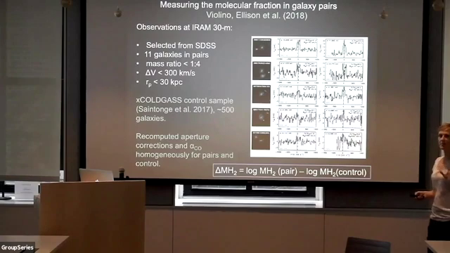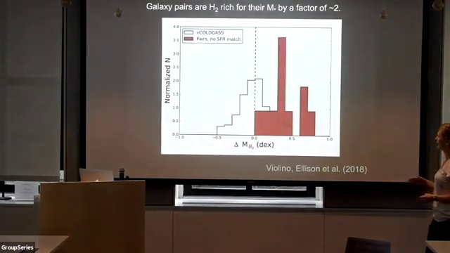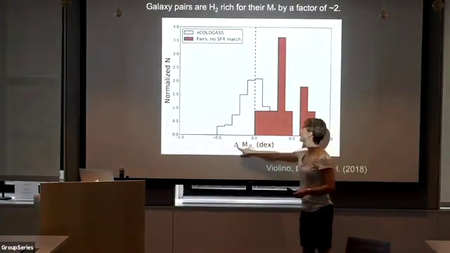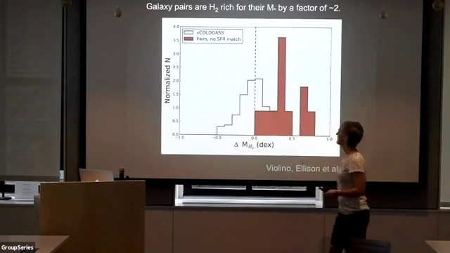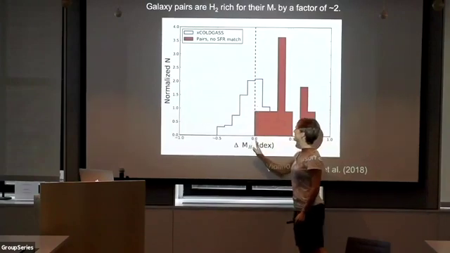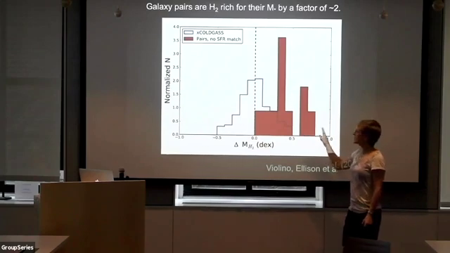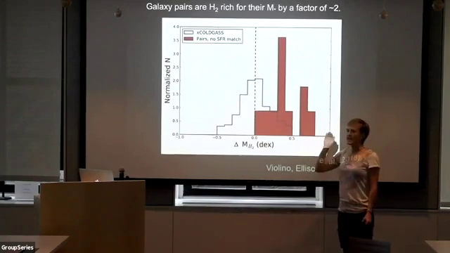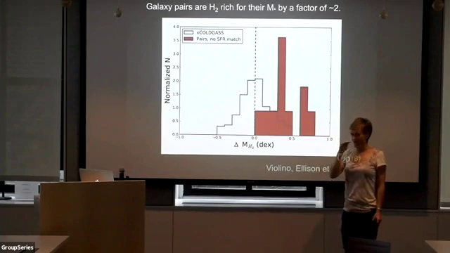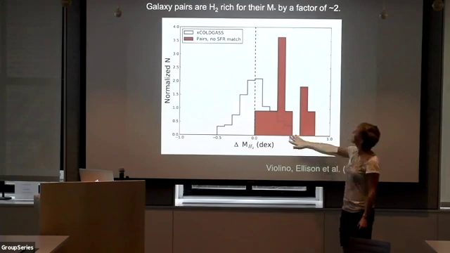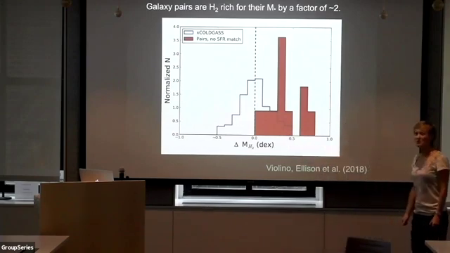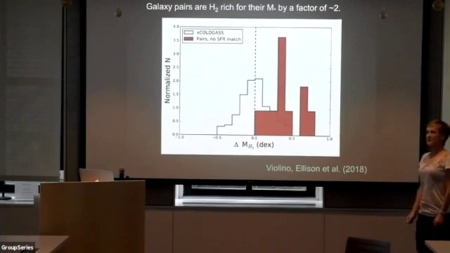Because this is a small sample, I cannot really plot this as a function of projected separation anymore. I'm just going to show you a histogram of what those gas mass offsets are. Just look at the red histogram, which is for that pair sample. What you can see is that relative to the dashed line, which is a vertical dashed line rather than a horizontal one, these values are all positive. So not only is there no deficit of molecular gas in these pairs, there is actually an excess by a factor of about 2 or 3.